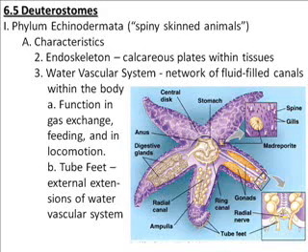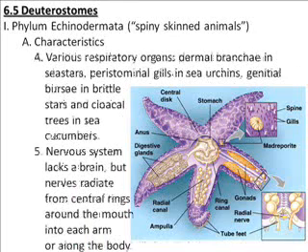The tube feet are external extensions of this water vascular system, and this is often what the starfish or echinoderm uses to move around on the ground, or even to grab mussel or clamshells to open them up. Continuing with the various characteristics of echinoderms, we focus on the respiratory system. It seems that each of the different classes of echinoderms has a different respiratory organ, such as the dermal branchiae in sea stars, peristominal gills in sea urchins, genital bursae in brittle stars, and the cloacal trees in sea cucumbers.